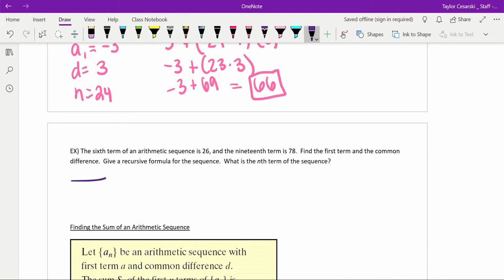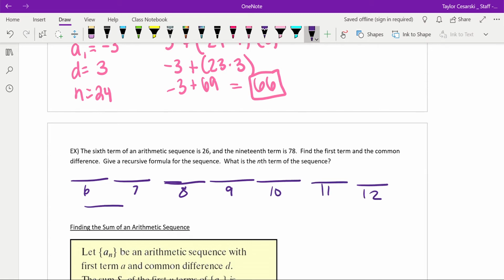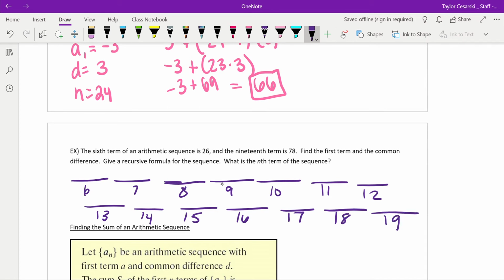So we have 6, and I'm going to draw spaces all the way out to 19. It's going to be excessive, but so you get the idea. 10, 11, 12, 13, 14, 15, 16, 17, 18, and 19. So it says the 6th term is 26, the 19th term is 78.